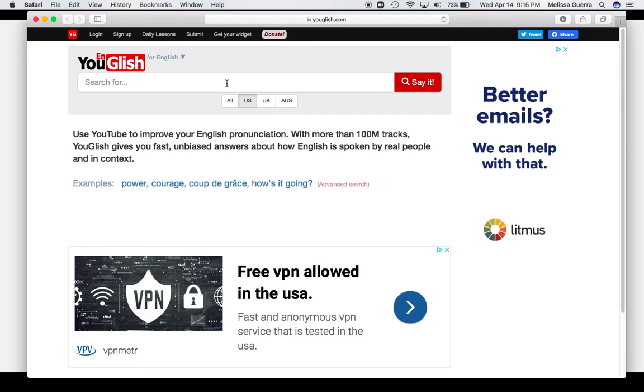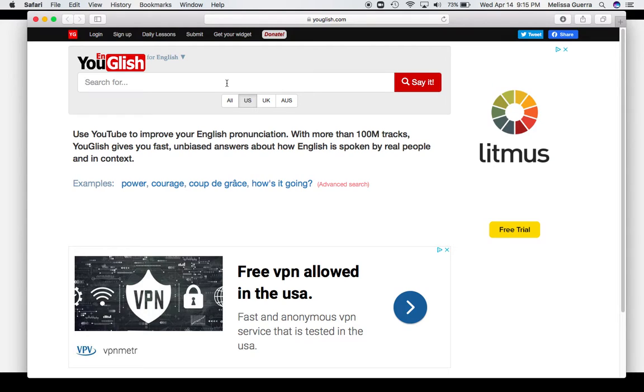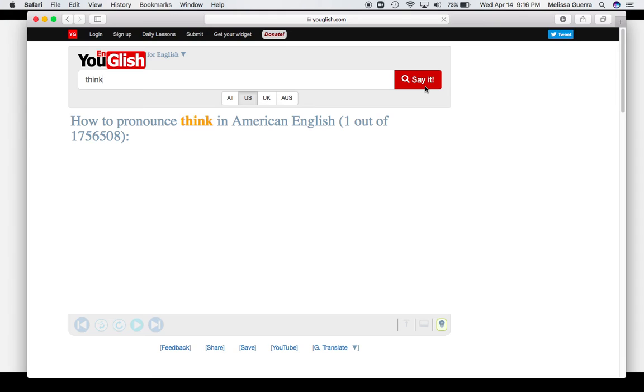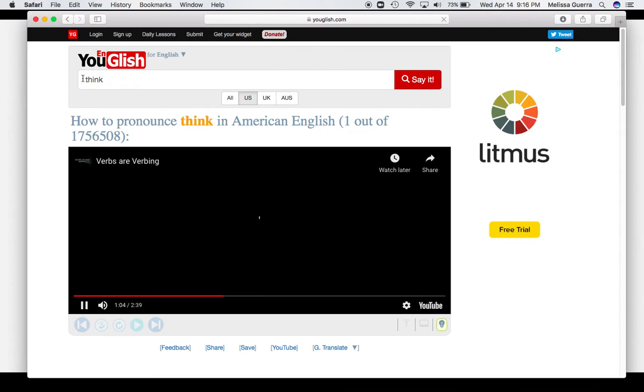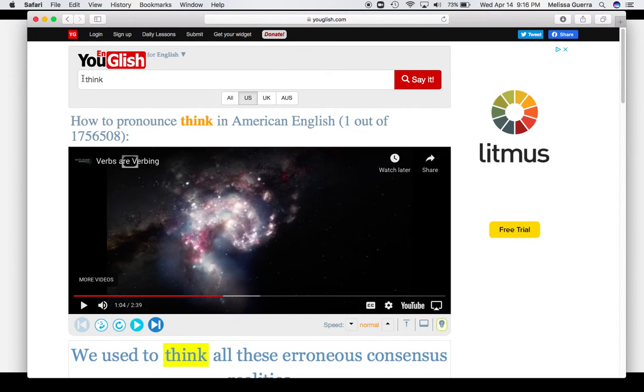So I would ask students to practice inputting different words from their word wall to listen to the different TH sound, the two different TH sounds that they have. So we can put think as one of them, and then after you put it to search, it gives you a video with the word think in it.